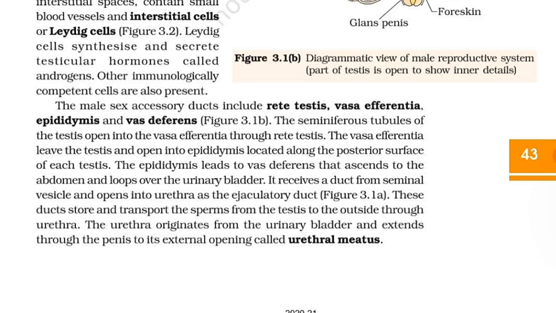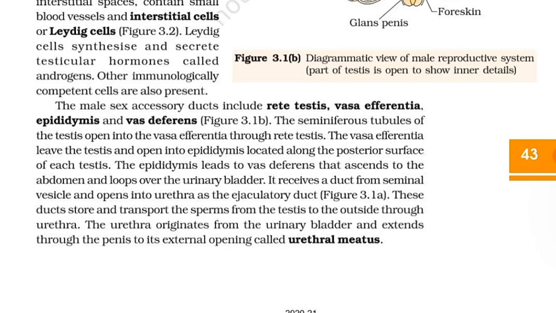The epididymis leads to vas deferens that ascends to the abdomen and loops over the urinary bladder. It receives a duct from the seminal vesicle and opens into urethra as the ejaculatory duct.